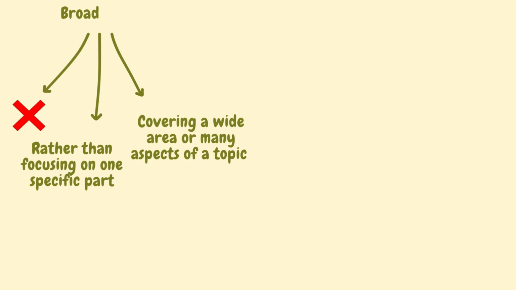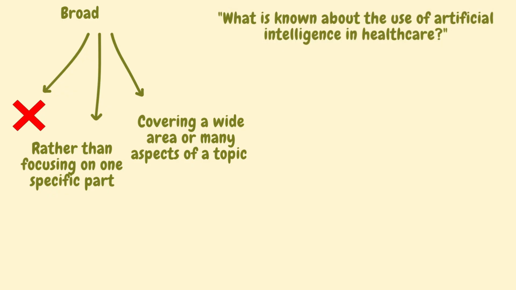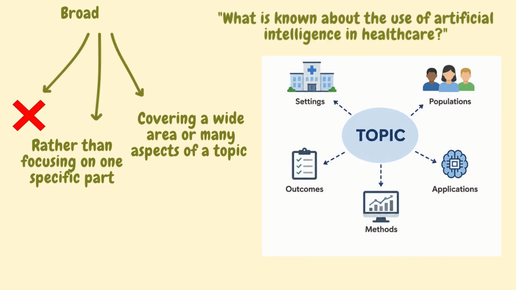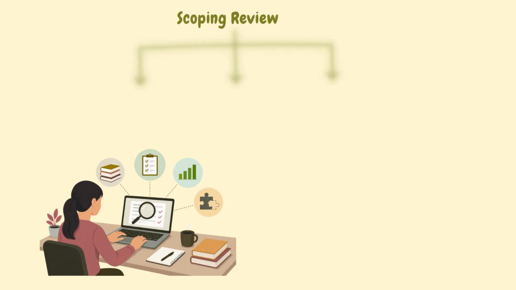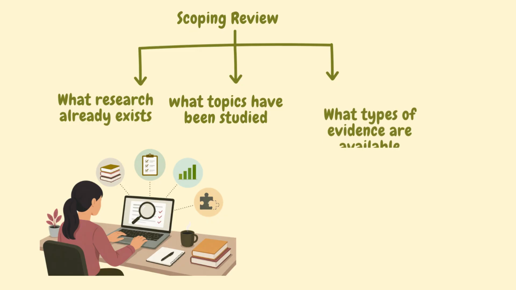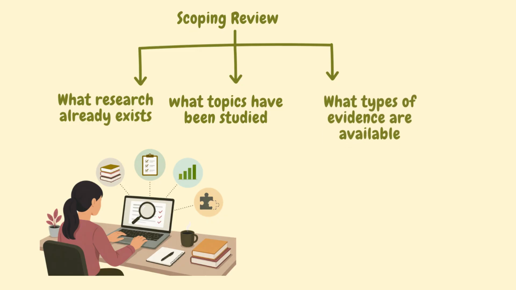For example, what is known about the use of artificial intelligence in healthcare is a broad research question because it includes many applications, populations, and settings. A scoping review helps researchers understand what research already exists, what topics have been studied, what types of evidence are available, and where important research gaps still exist.